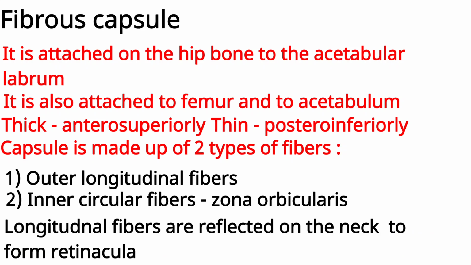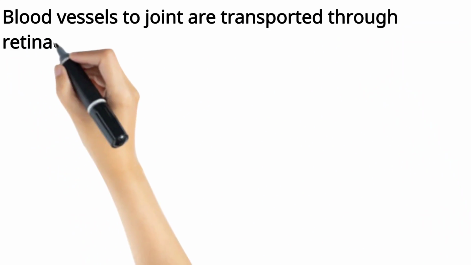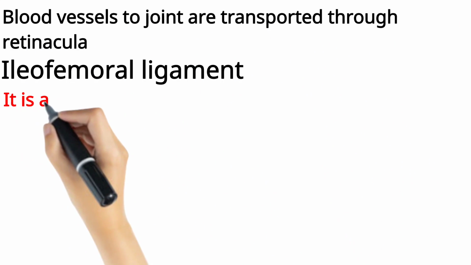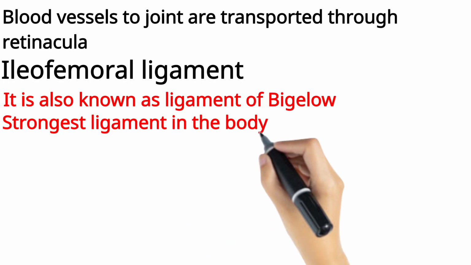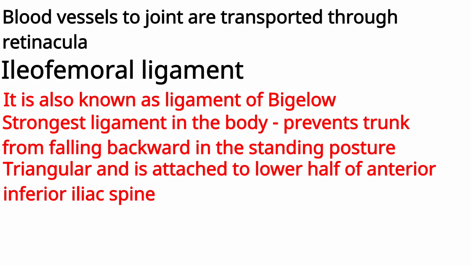It is thick anterior superiorly and thin posterior inferiorly. That is why in the standing posture, the anterior superior part of the joint, which has the thick fibrous capsule, is subjected to the maximum tension when we are standing. And then coming to a little bit about the fibers of the fibrous capsule. The fibers of the fibrous capsule are basically of 2 types, outer longitudinal and inner circular. Both of these fibers together are known as the zona orbicularis.